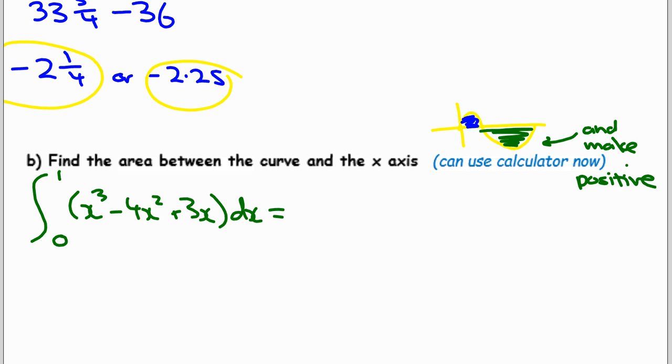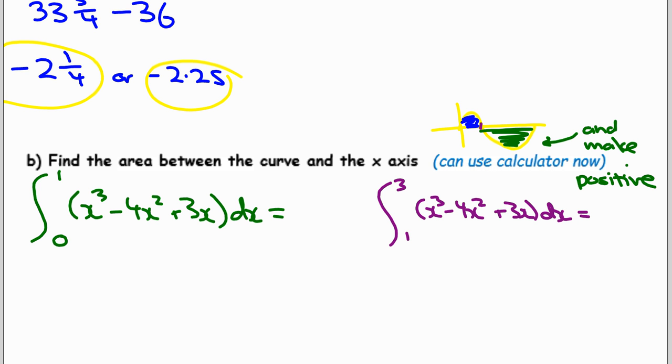This is the green one. The green one's between 1 and 3, and then it's the same thing: x cubed minus 4x squared plus 3x, dx. Work that out, and you'll get a positive answer for the first one and a negative answer for that one.